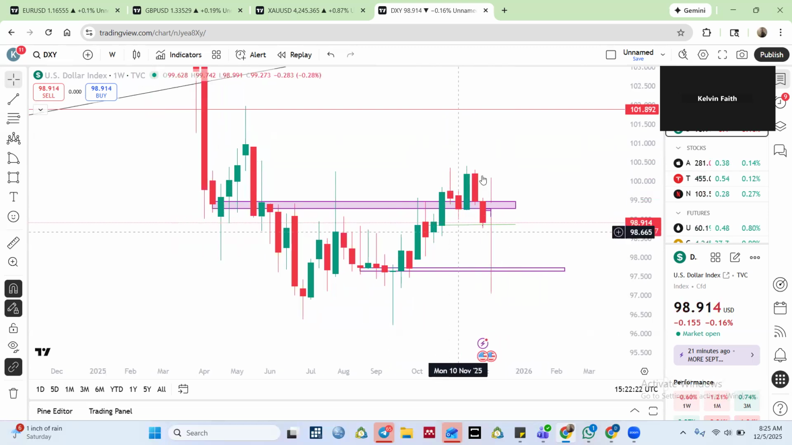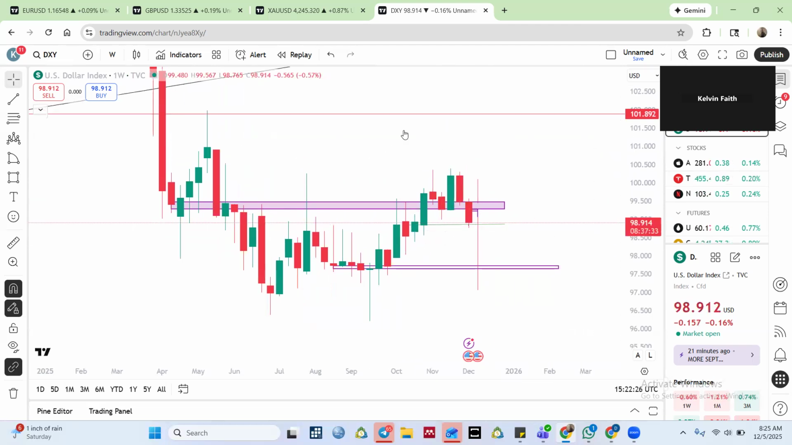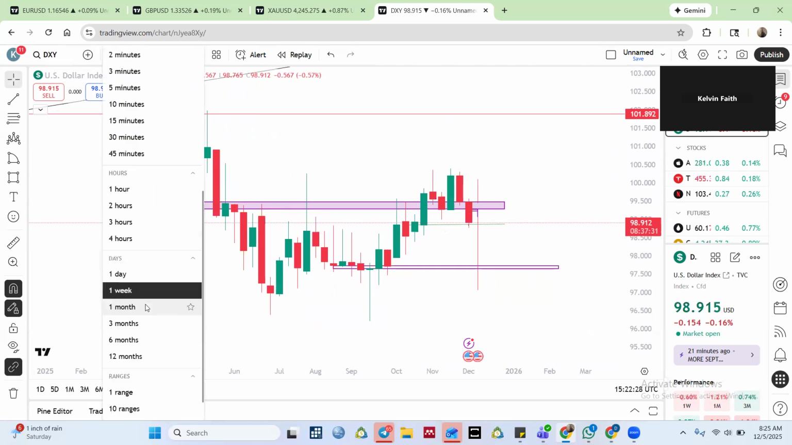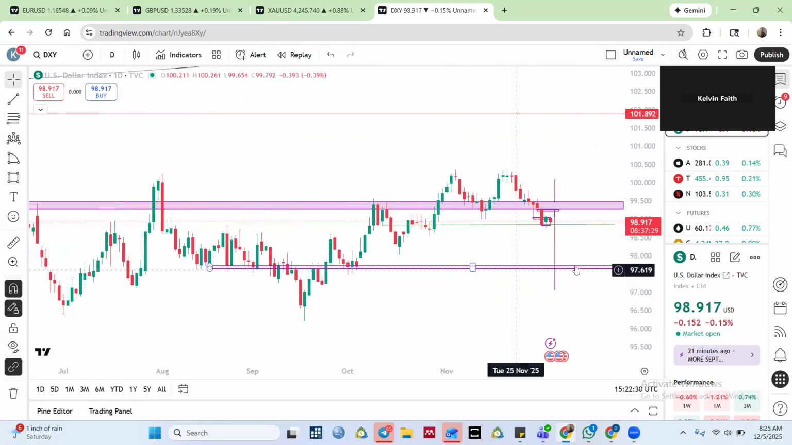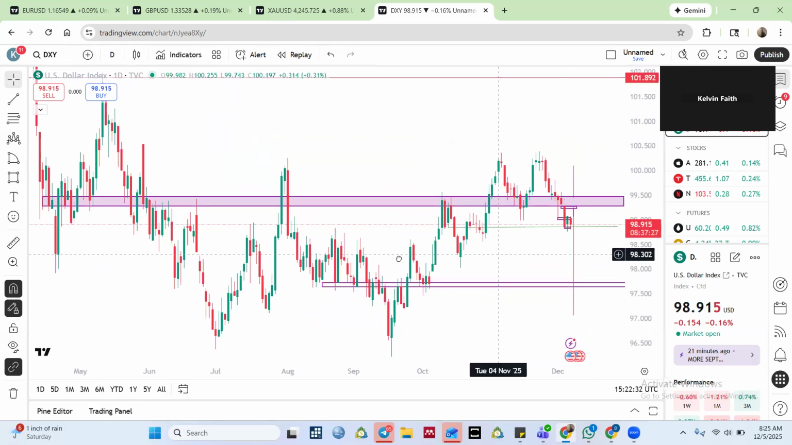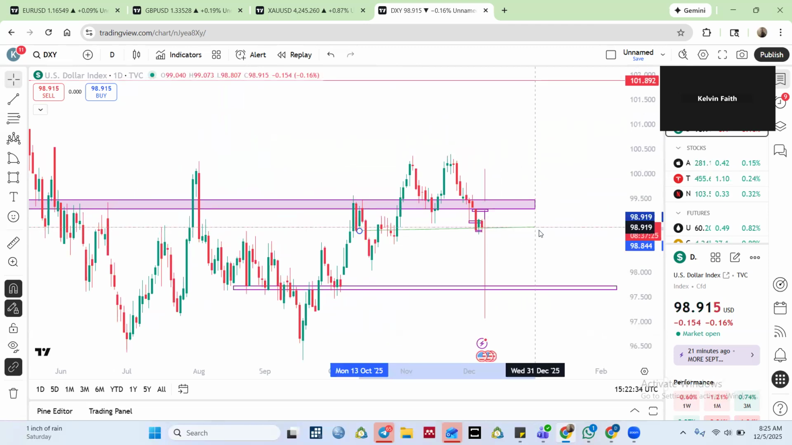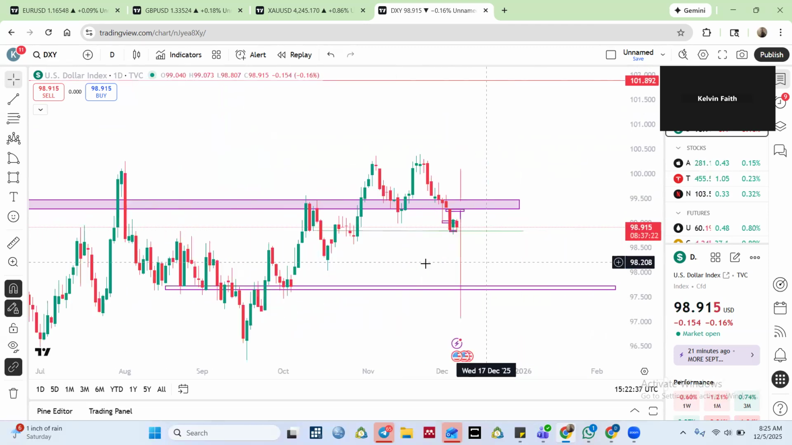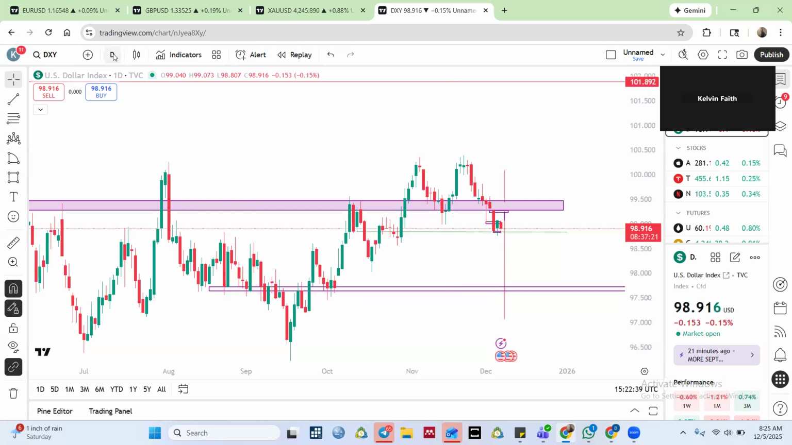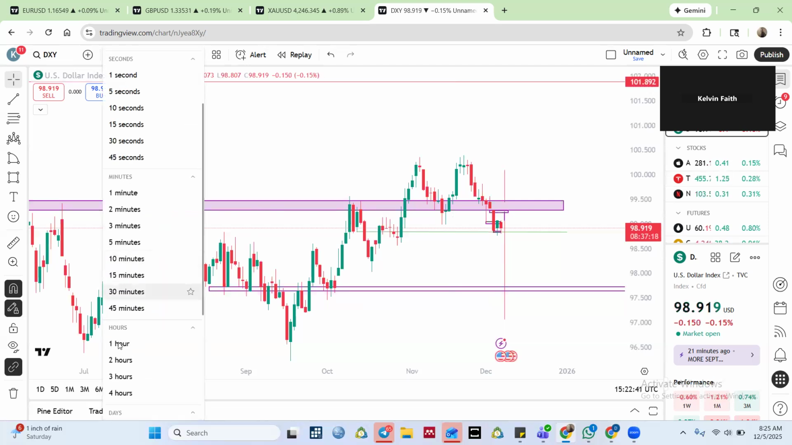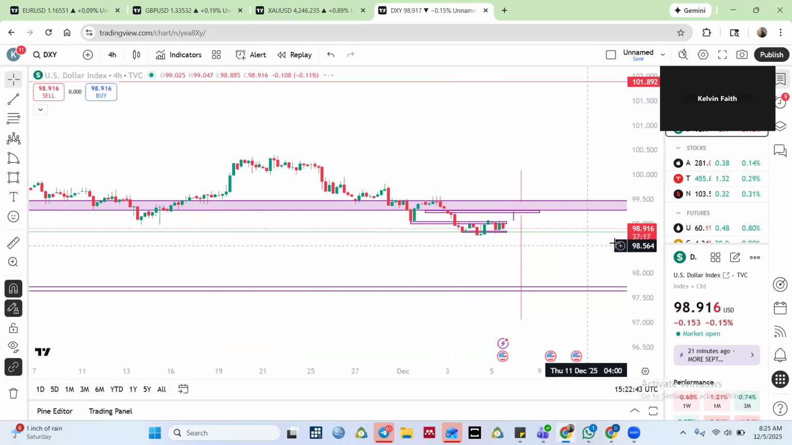So if the dollar index is showing signs of being bearish, then the flip side or the opposite side is going to be true for Euro USD and also GBP USD. Okay. But is it ready to keep dumping? Is it ready to keep selling? That's the question right now.